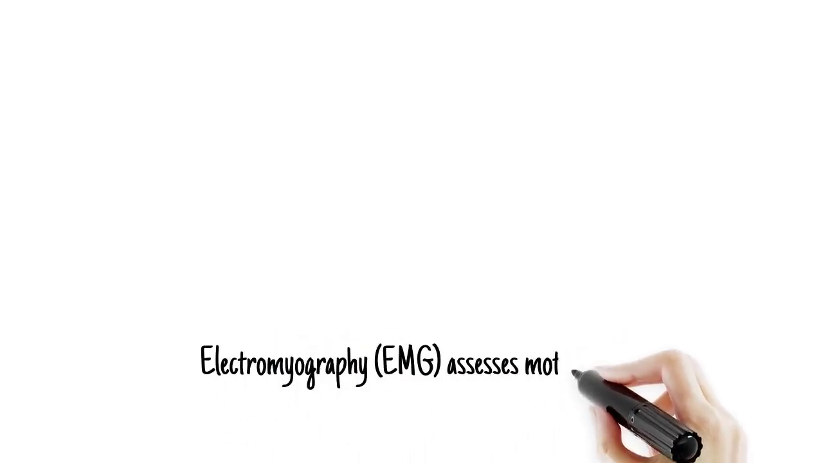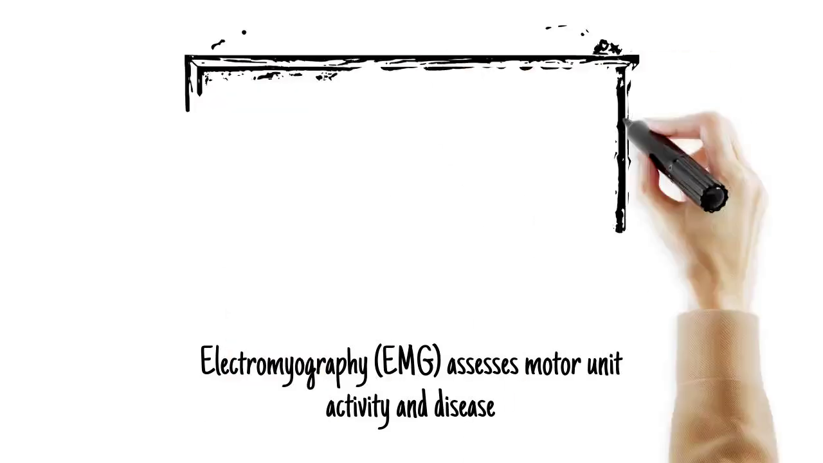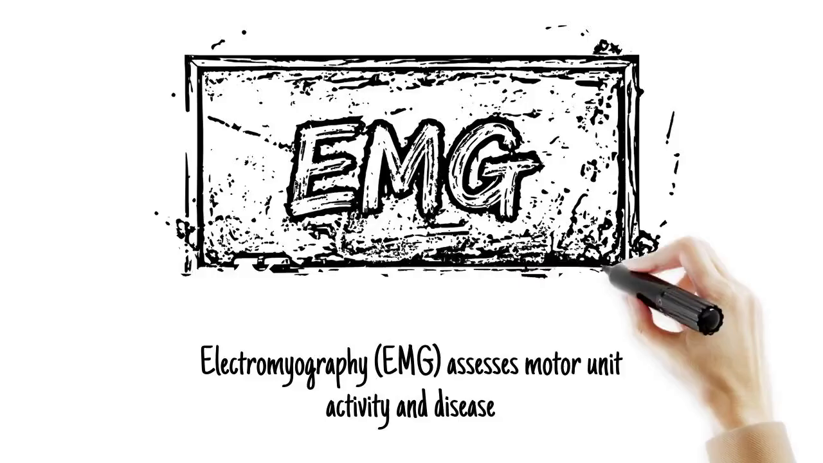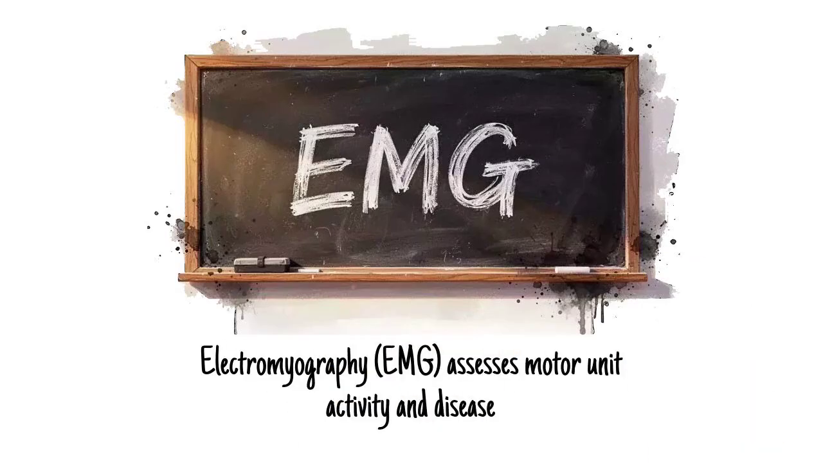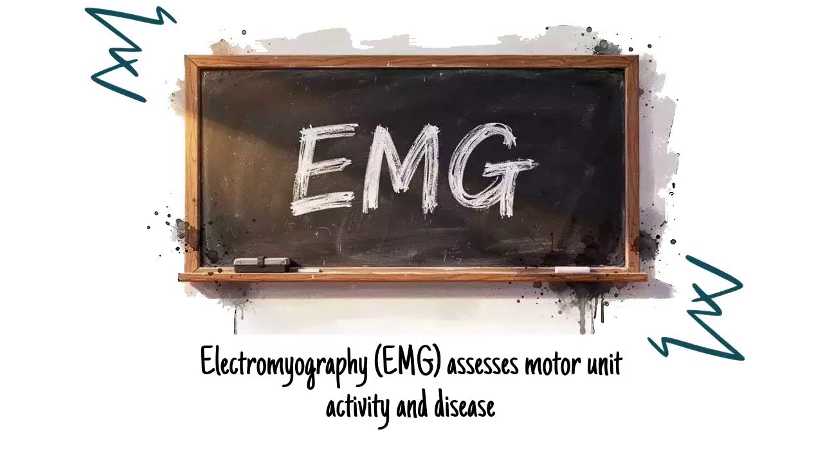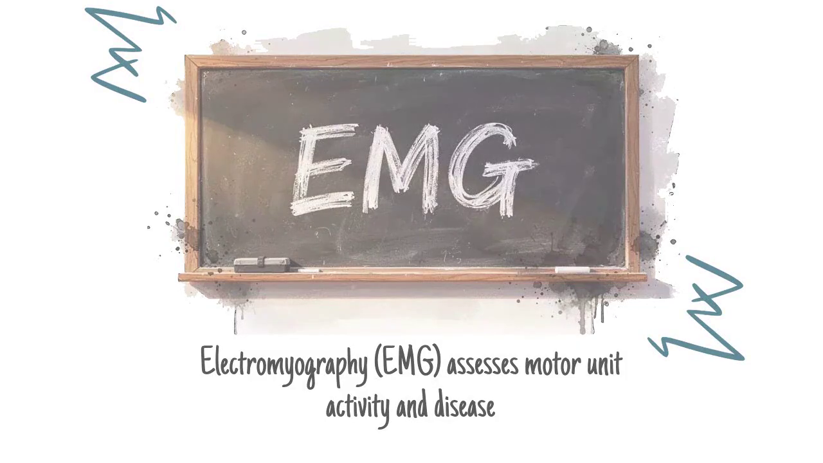Electromyography (EMG) evaluates motor unit electrical activity during insertion, rest, voluntary contraction, and recruitment, helping localize weakness to the anterior horn cell, nerve root, plexus, or peripheral nerve, and can also detect muscle disease.